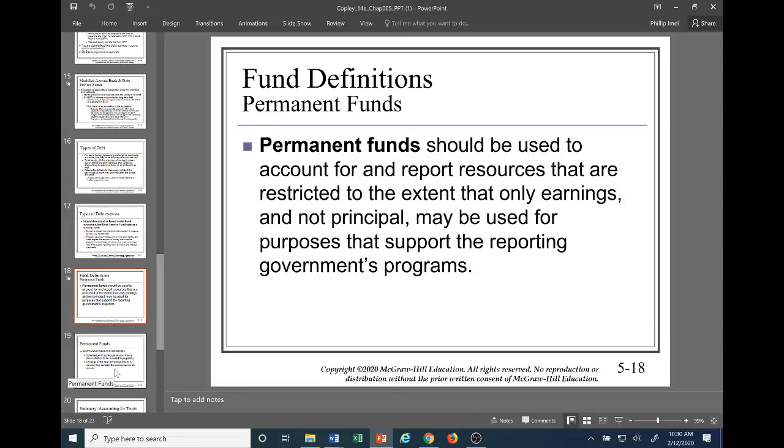Okay, let's go to permanent funds now. We've done capital projects and debt service. Now permanent funds. These should be used to account for and report resources that are restricted to the extent that only earnings, not principal, may be used for purposes that support the reporting government's programs. So the name tells it all. It's a permanent fund, meaning the principal, or the corpus, principal and corpus being the same thing, of whatever is put in has to stay intact for perpetuity, right?